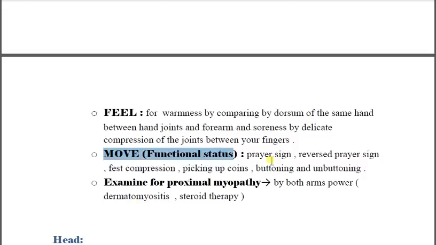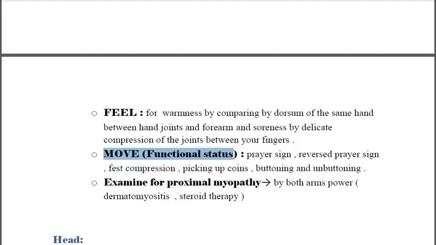Order the patient to do the prayer sign, and you can act the prayer sign in front of the patient to make him copy it. Reverse the prayer sign by hyperflexion of the wrist joints. Fist compression, you can give him a coin to pick up or to do buttoning or unbuttoning. Only 3 movements are enough.